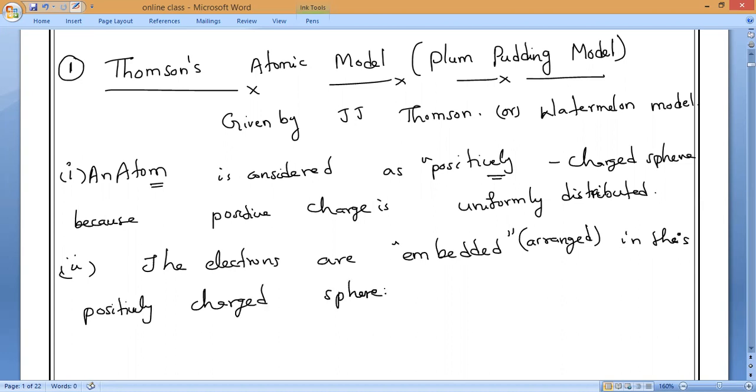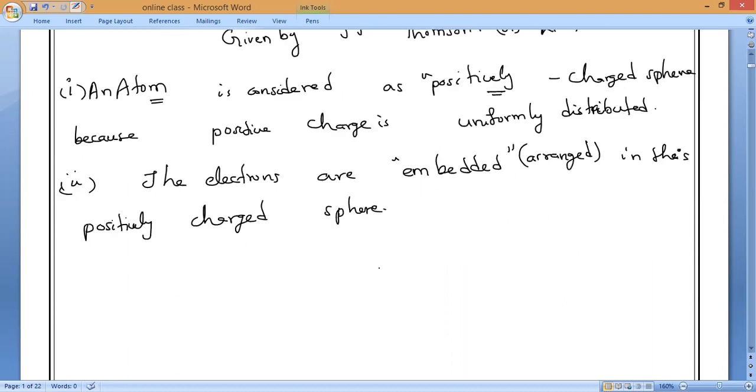Positively charged sphere. Later, the other two points have been proved wrong, and only one valid point remains, which we are considering till today. Of course, J.J. Thomson never proved anything with an experiment. That is why it is just a theoretical model. We'll study it only to know the history. Other than that, we don't have any use of the J.J. Thomson model in the present world.